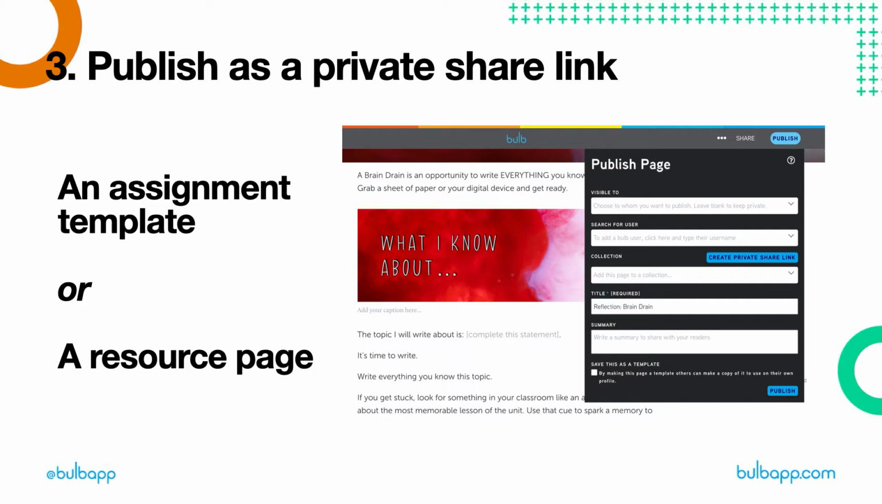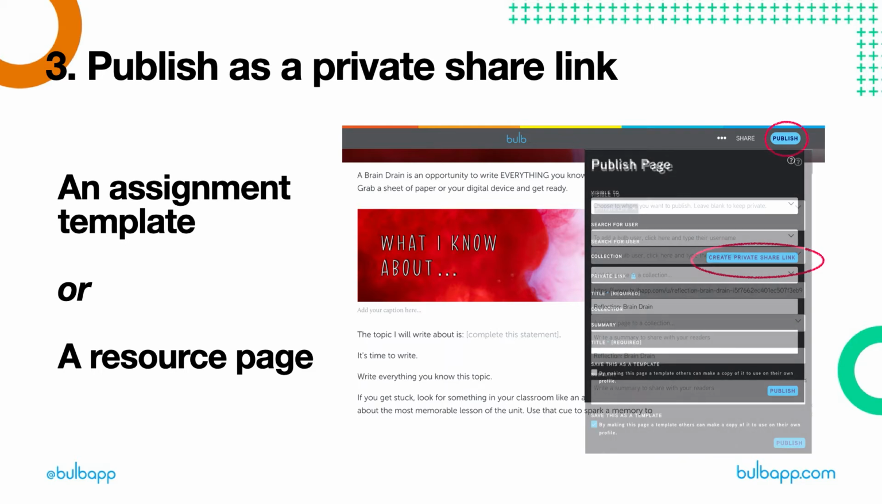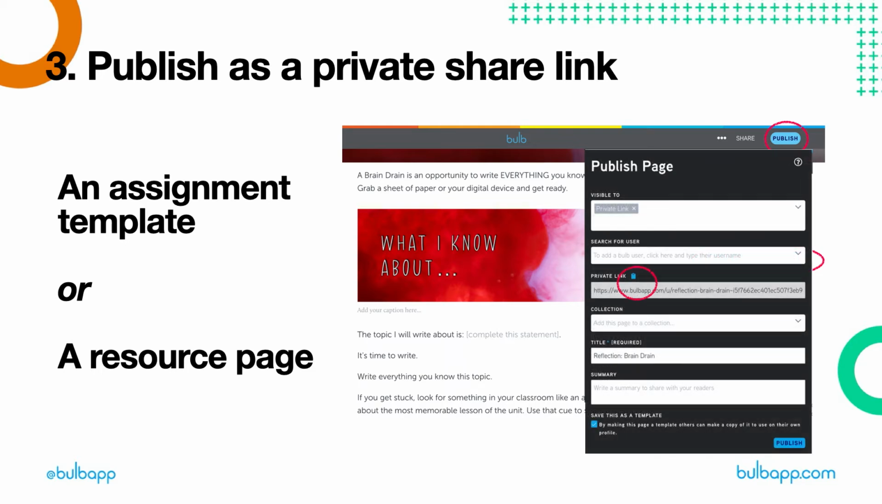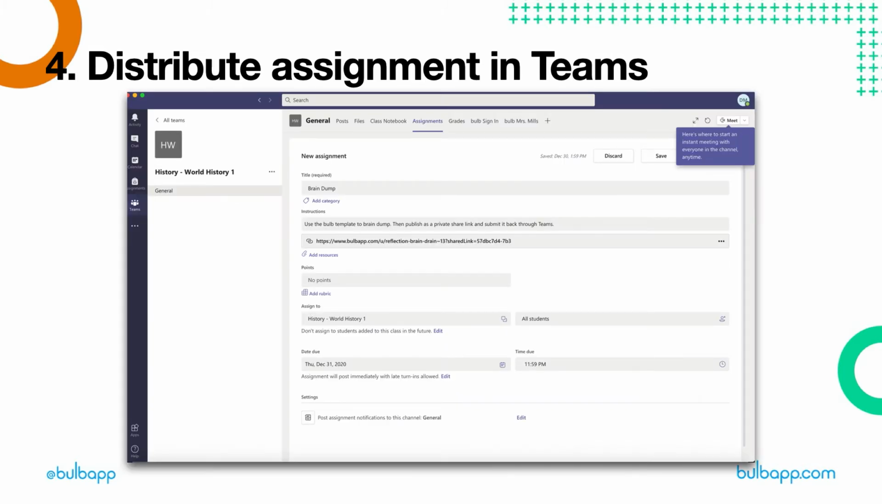Next, you will publish your page using a private share link. Click Publish, create private share link. Now use the blue clipboard to copy the private URL, as you will use this link to post back into Teams. If this is a template, select the template checkbox. And then don't forget to finalize your publishing by clicking the blue Publish at the bottom of the modal.